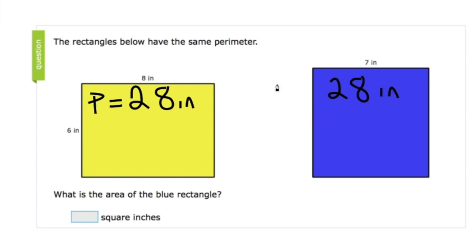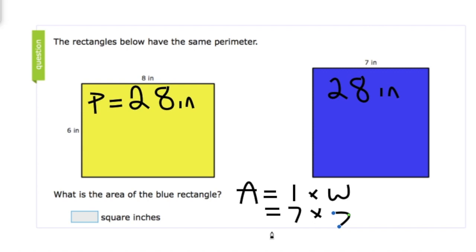Okay, so in order to find area, we know that we have to go length times width. So area equals length times width. In the case of the blue, the length and width is 7 and 7. So I can go ahead and plug that into my formula here. So I am going to go 7 times 7.